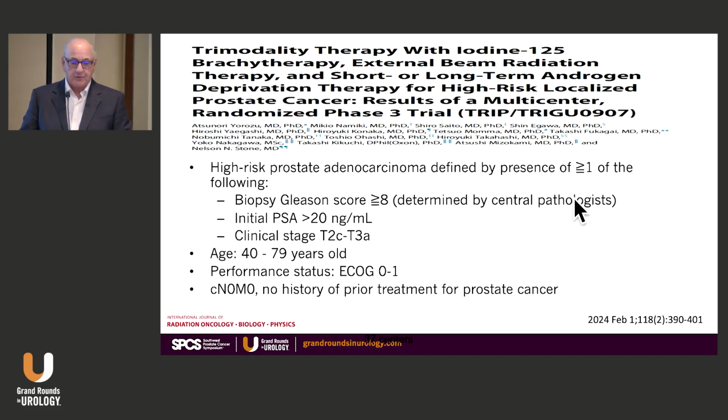So let's talk about the TRIP study. And there's a lot of important things I want to go over here with you. This was a study of high-risk prostate cancer with one or more of the following features: Gleason 8 or greater, PSA greater than 20, or clinical stage T2C, T3A. And you can see the entry variables there.